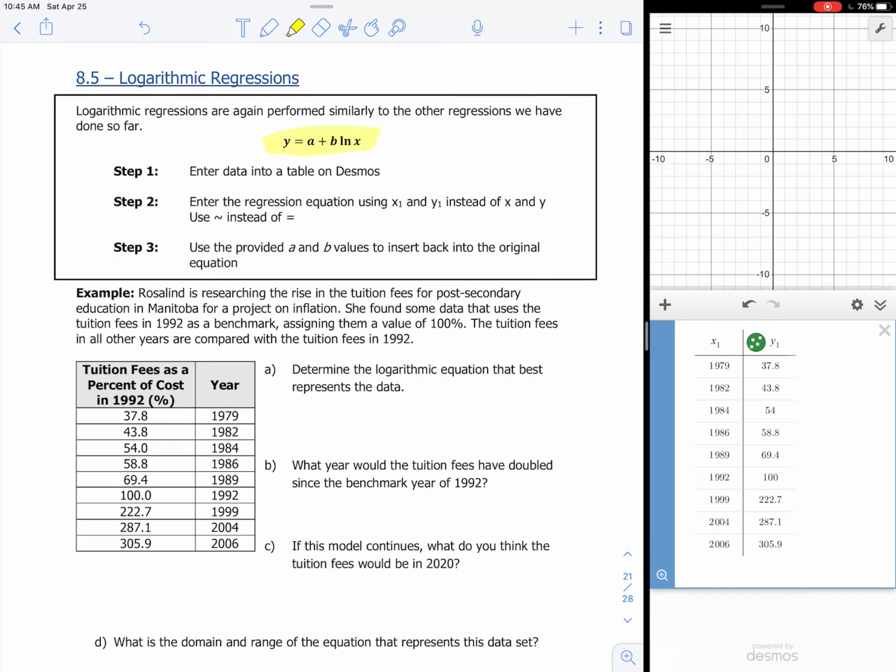We're going to enter our data into a table on Desmos. We are going to use x1, y1, and a squiggle rather than x, y, and an equal sign. Desmos is going to spit out a values and b values for us that we're going to insert back into the original equation, and that's it.